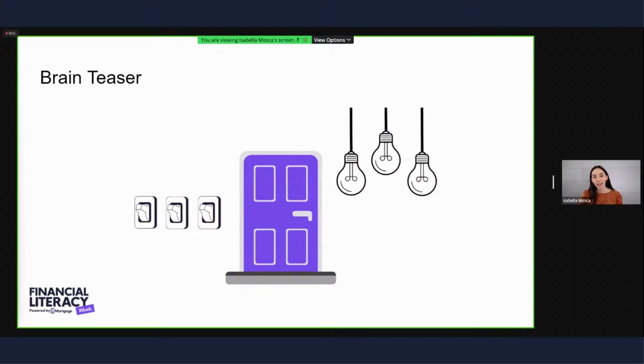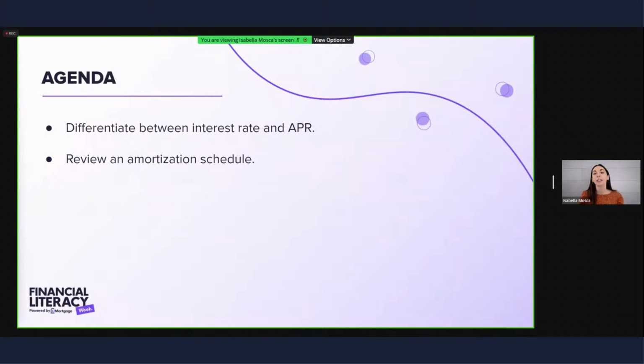But there's definitely one thing that I know for sure, and our brains are probably warmed up, so we can go see what we are going to be learning today. Our learning agenda, or our goals for today's session, are to differentiate between interest rates and APR, and then to review an amortization schedule. But now that we know what is coming in the course, we can head into what the difference is between our topics of interest and APR.